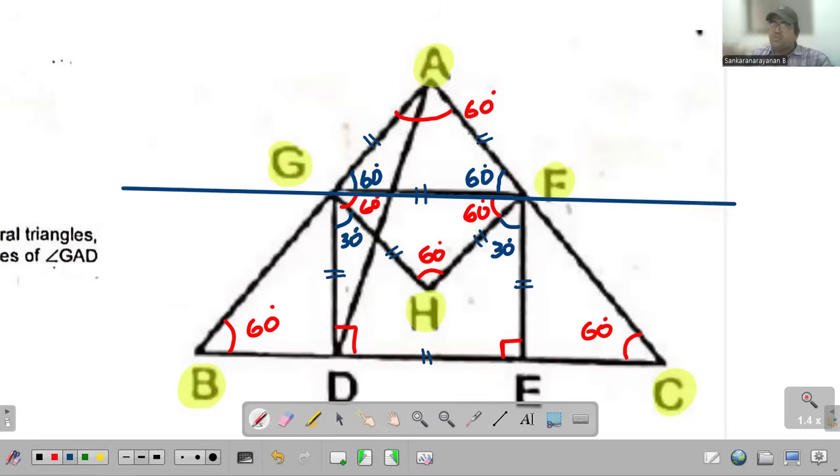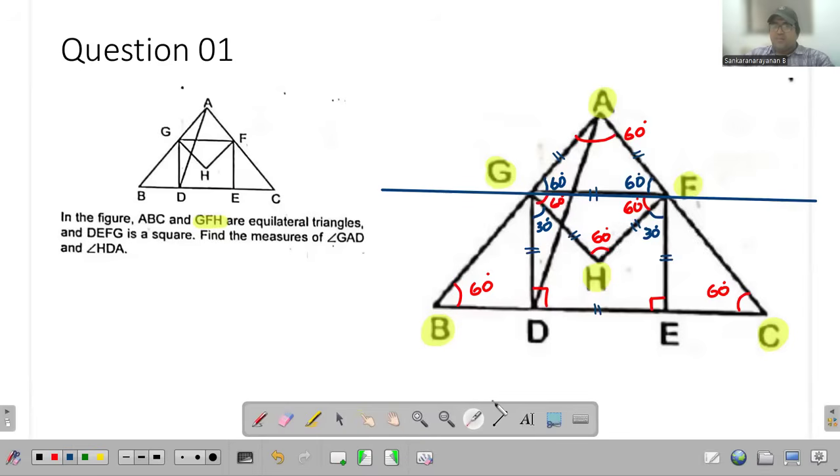So whichever lengths are going to be equal, I have marked them as you are seeing there. Now, considering this diagram further, they are asking you to find the measure of angle GAD. Where is GAD located? G to A to D. What is the measurement of this angle? I shall highlight it with red color. So GAD, this measurement you are asked to find out.